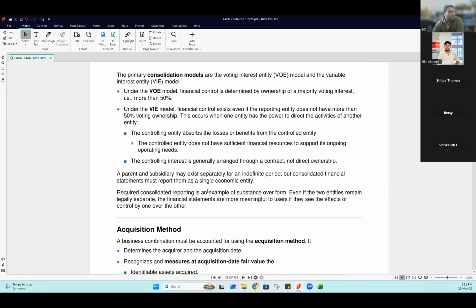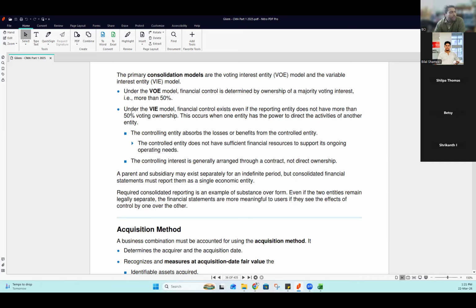Now, primary consolidation models are the voting interest entity model and the variable interest entity model. Under the VOE model, financial control is determined by ownership of a majority voting interest, that is more than 50%. Then comes the VIE model. That's the one which we will see in UAE in most of the companies, because there will be a local owner. He will have 51% shares, but the decisions will be taken by the other guy. Correct?